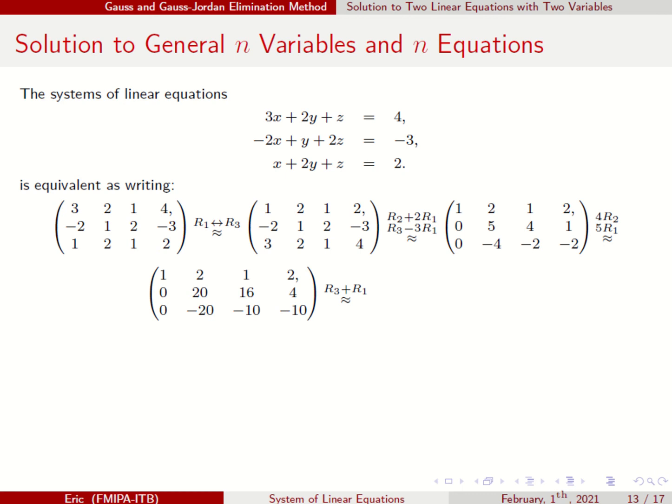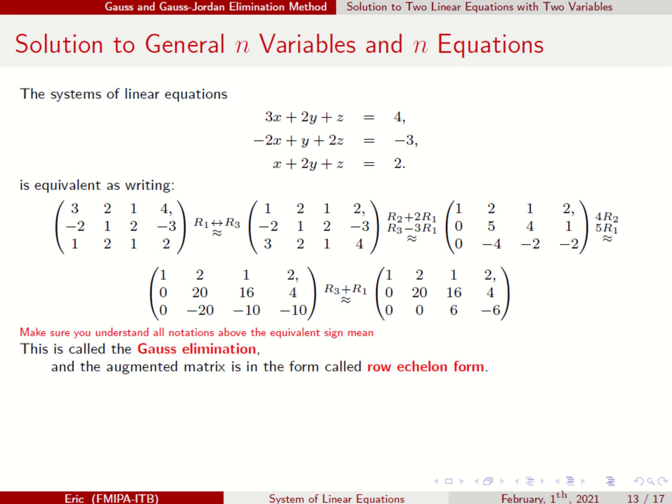So what do you have to do? R3 plus R2. This will give you 0. Minus 10 plus 16 is 6. Minus 10 plus 4 is minus 6. So you have this one. What does this mean? x plus 2y plus z equals 2, 0x plus 20y plus 16z equals 4, and 0x plus 0y plus 6z equals minus 6. That will give you z equals minus 1.